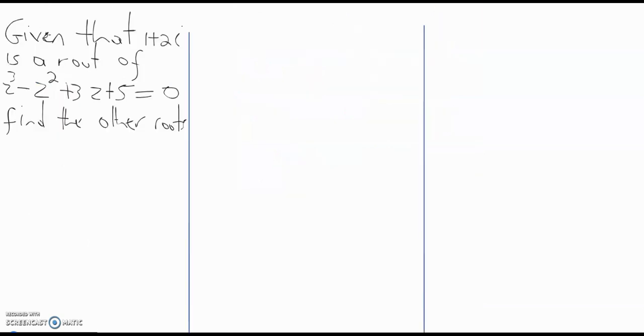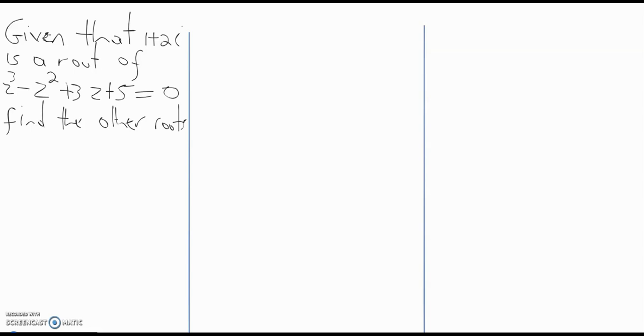Alright, here's an example of a question that typically tests the concept that we just covered. It says, given that 1 plus 2i is a root of z cubed minus z squared plus 3z plus 5 equals 0, find the other roots. Now, for this particular equation, we notice that the coefficients are actually real numbers: a is 1, b is -1, c is 3, and d is equal to 5.